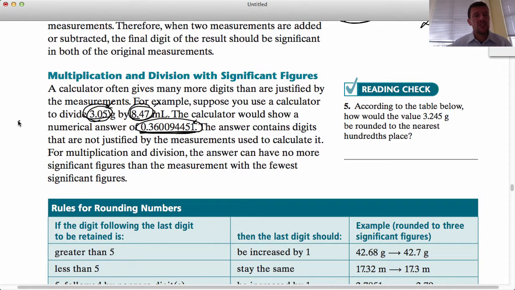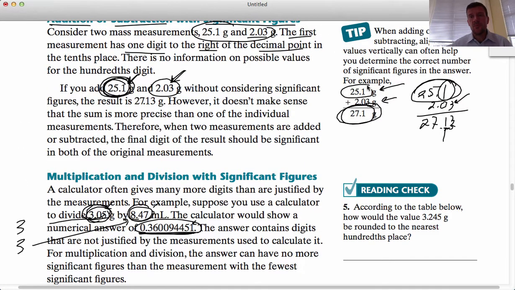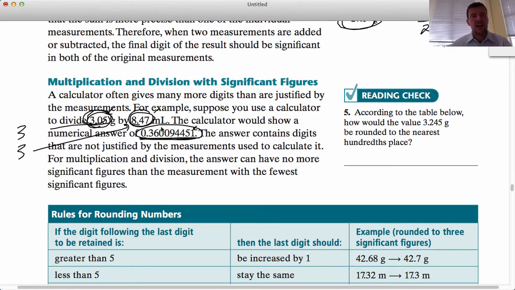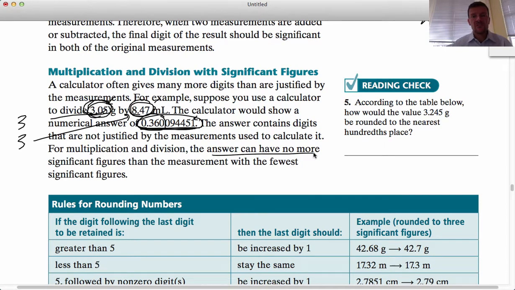You had 3 sig figs here, you have 3 sig figs there. Your answer can only have 3 sig figs. Okay? Don't look at how many decimal places. That's only for addition and subtraction. Up here, you look at how many decimal places there are. But here, you look at the number of sig figs. So I have to round this off to only 3 sig figs. Okay? The answer can have no more significant figures than the measurement with the fewest sig figs. So I would have to round this to 0.360. All right?